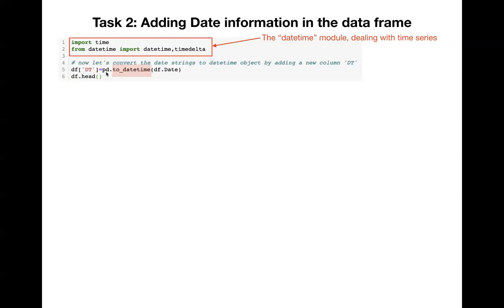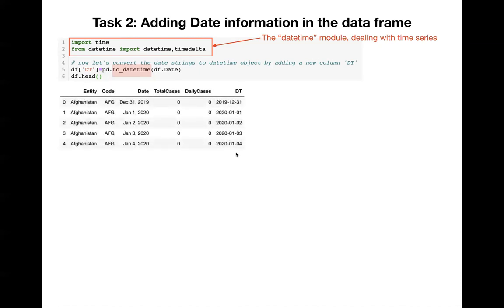And now I'm calling a function from pandas, which is pd.to_datetime. Remember that the date is a column with the string values of the dates. I convert the dates to a datetime object, and then I give it a name called dt. And then if I look at the head, now I have a new column called dt. And you can see now December 31st, 2019 is changed to 2019-12-31. So this is a numerical value and this is a string value.